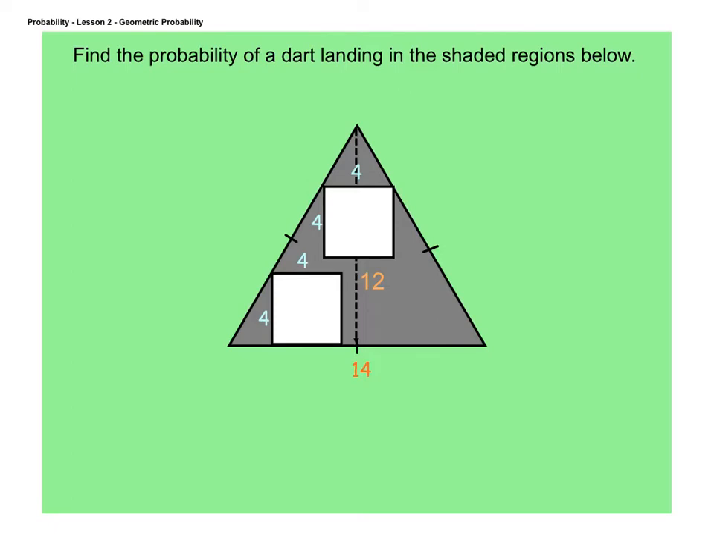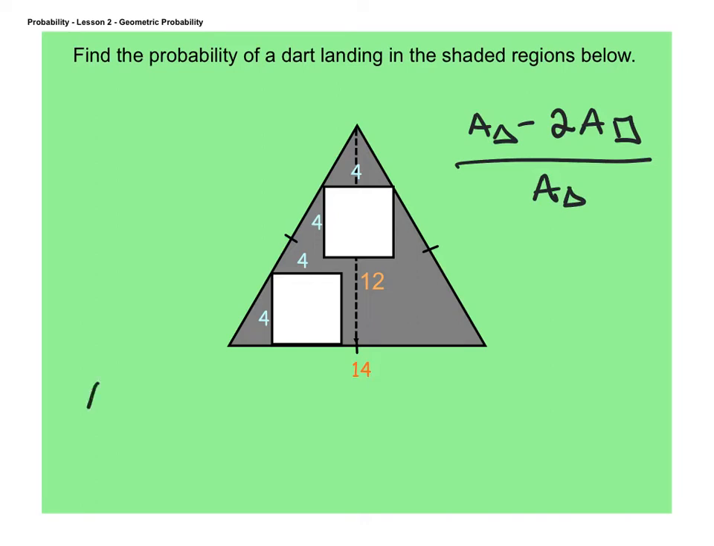Okay, find the probability of a dart landing in the shaded region below. Okay, so we have the area of the triangle is the shaded region. However, it's missing 2 area of the squares. Both those squares are identical. So that will find our shaded, divided by the total area of that dartboard. That dartboard is that triangle. So the area of the triangle.